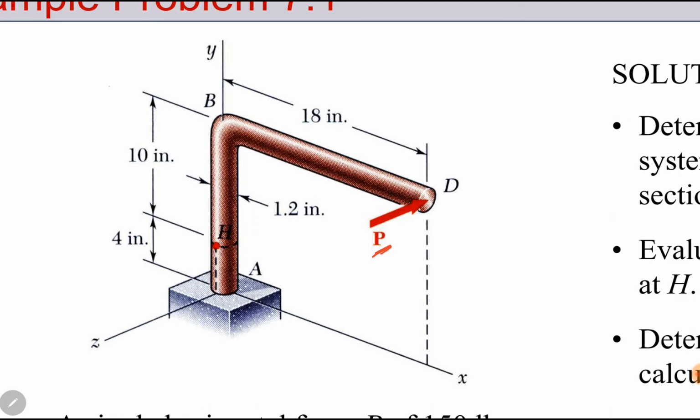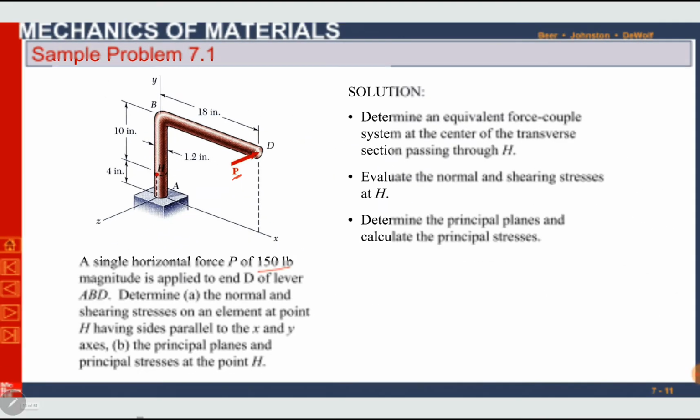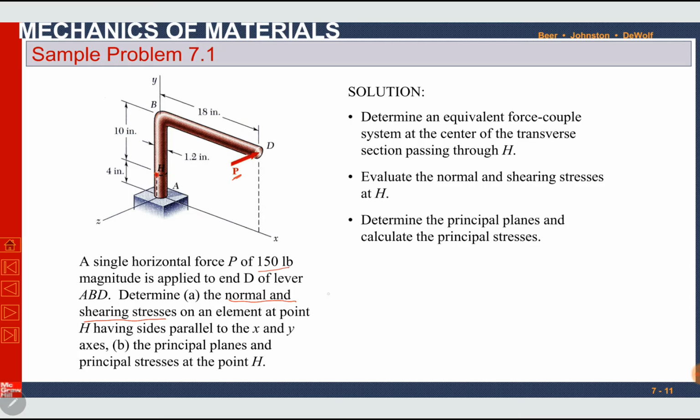So in the xy plane, this point is actually in the xy plane. We have to find normal and shearing stresses at point H: sigma x, sigma y, and tau xy. And then the principal planes and principal stresses at point H. Principal plane is theta p, and principal stresses are sigma maximum and sigma minimum. Remember, all of these stresses are needed at point H.